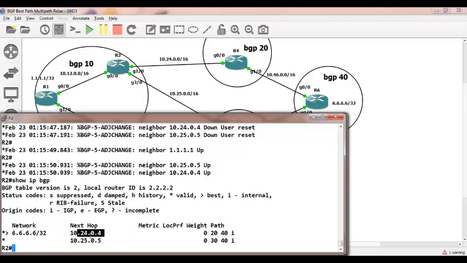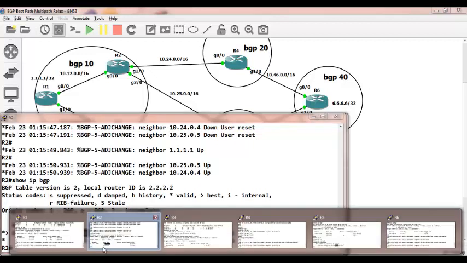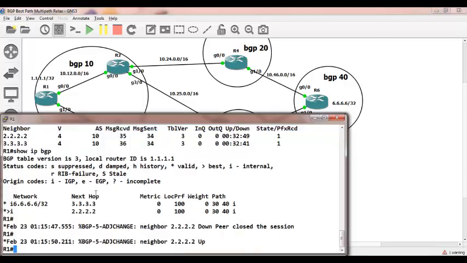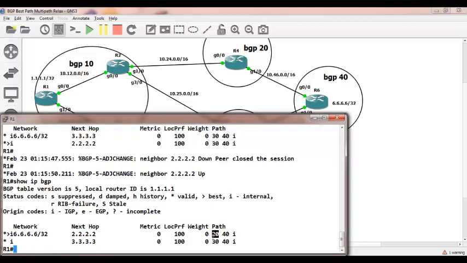Now let us go back to router 1. Earlier on router 1 it was showing the same AS numbers, but now it won't be the same. It's 20 here because router 2 is taking the path via router 4, which is BGP 20. Router 3 is taking the path via router 5, which is BGP 30.